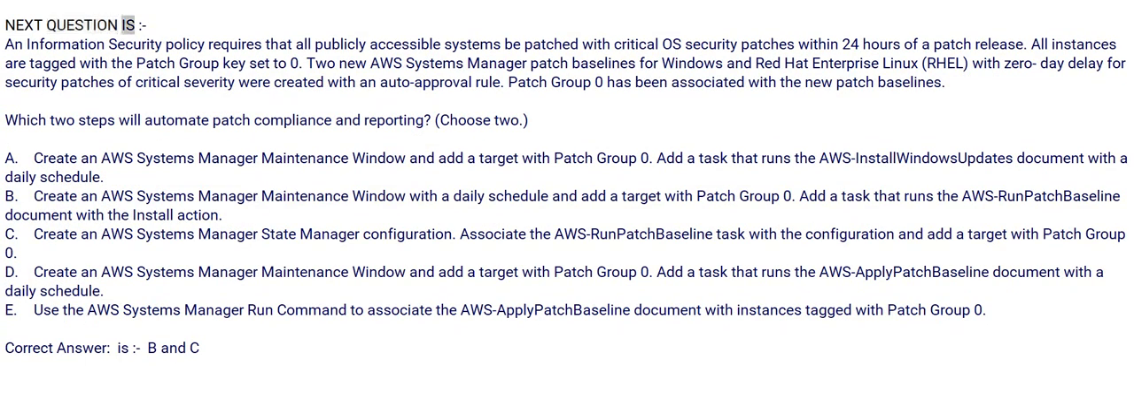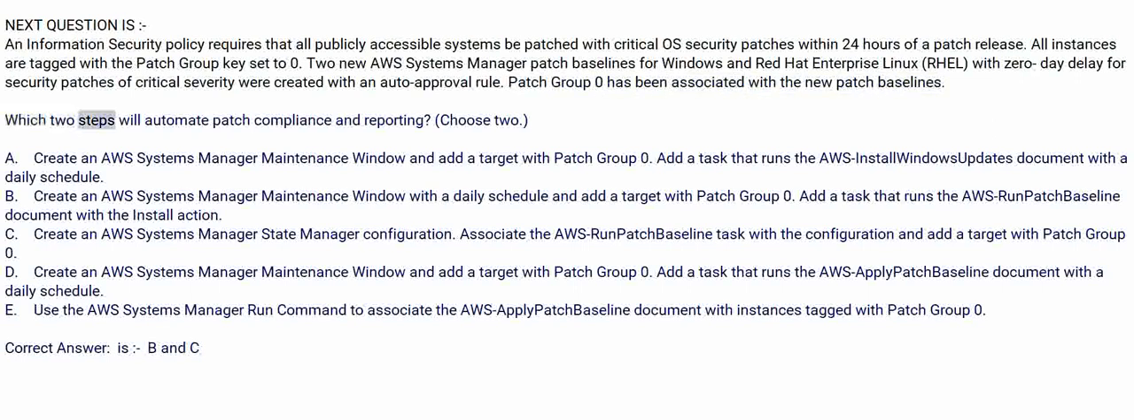Question: an information security policy requires that all publicly accessible systems be patched with critical OS security patches within 24 hours of a patch release. All instances are tagged with the patch group key set to 0. Two new AWS Systems Manager patch baselines for Windows and Red Hat Enterprise Linux, RHEL, with 0-day delay for security patches of critical severity were created with an auto-approval rule.